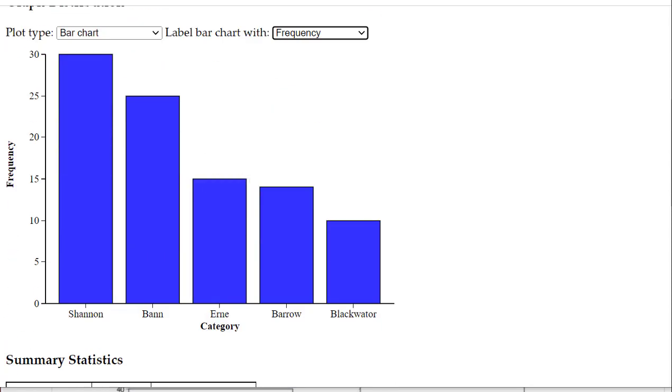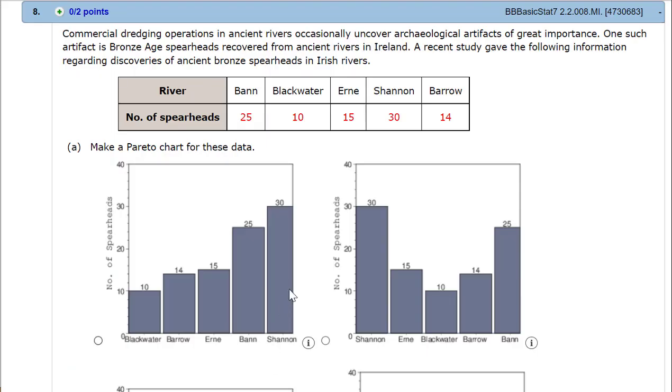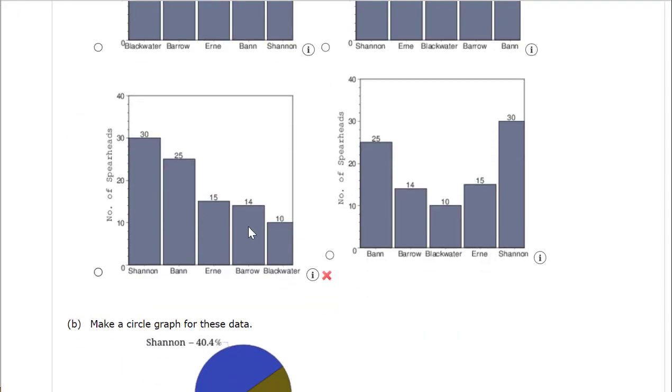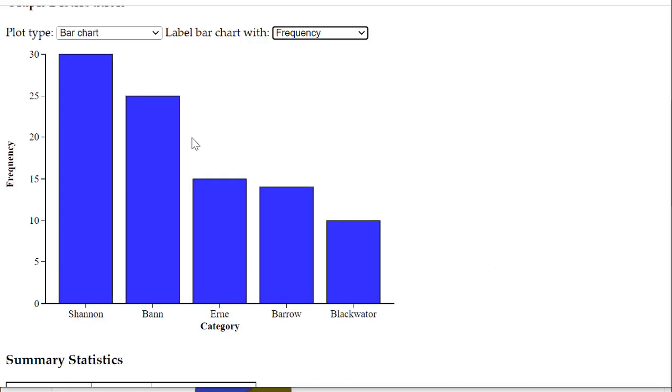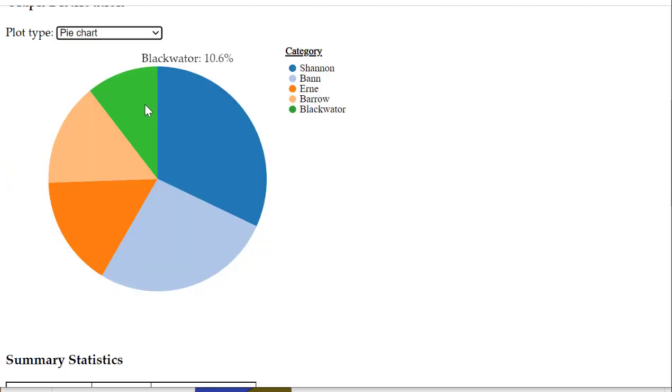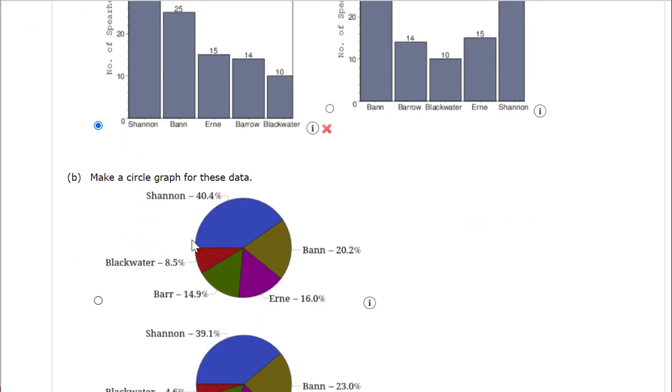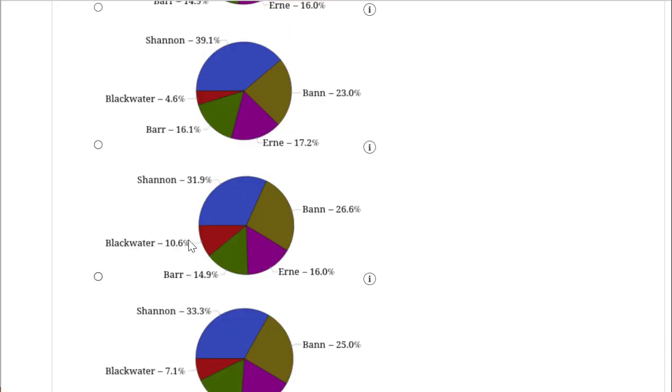Frequency. All right. So if I look at this picture, we got Shannon, Bonn, Ernie, Barrow, Blackwater. That's probably in their 30, 25. So 30, that looks the most like it right there. Now make a circle graph of these data. Oh, goody. We just go here, hit pie chart. So let's see, make sure that Shannon is at 31% or 32%. Bonn is at about 27%. So let's look. Shannon, we said, was 32%, right? And that one looks like it.